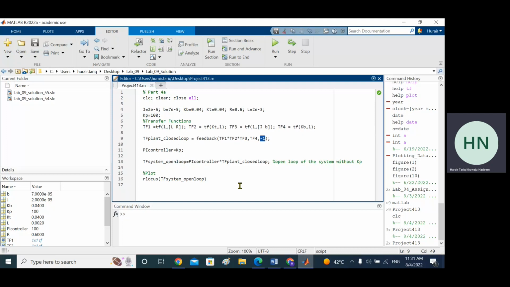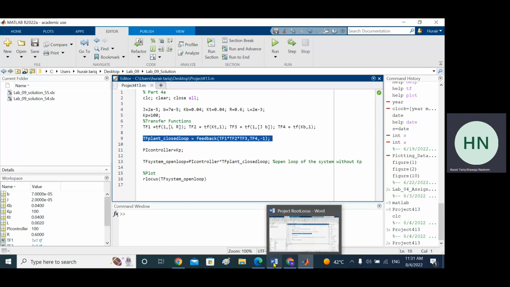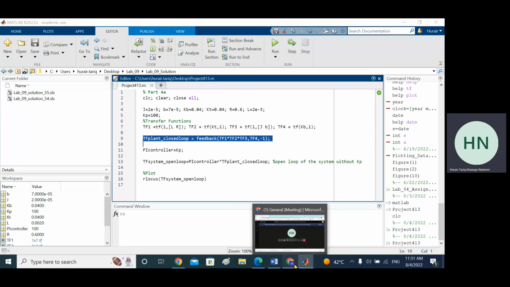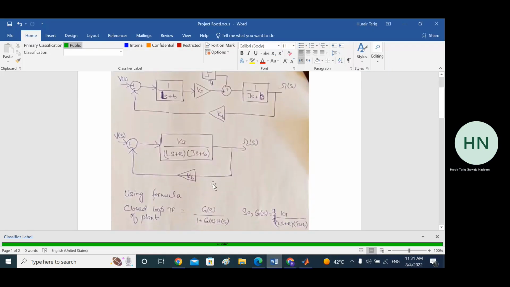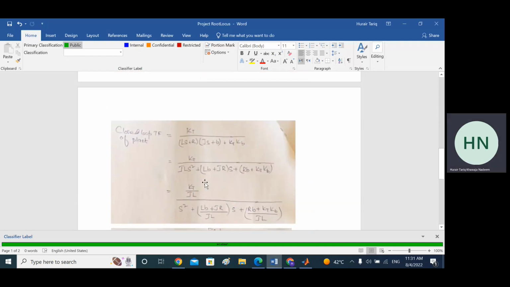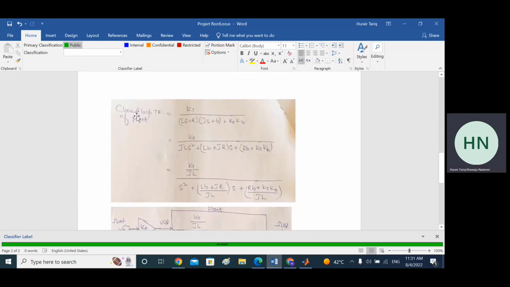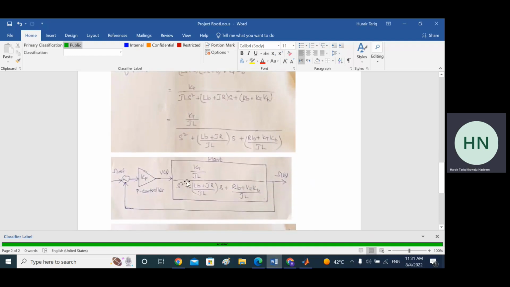This feedback function is going to give you the transfer function of the plant closed loop. So this whole thing, the closed loop transfer function of the plant, is actually calculated. Now you can see how easily we calculated it using MATLAB. This whole thing is now calculated, so this thing is also calculated. This and this are the same thing.